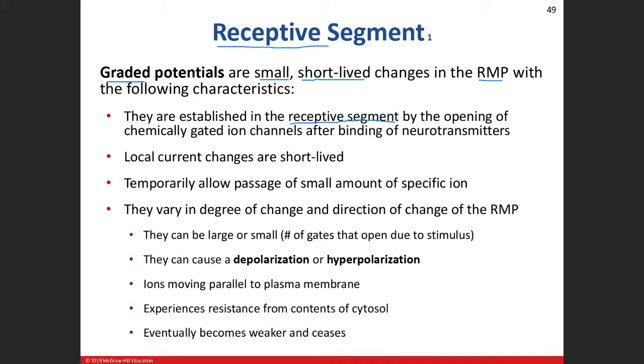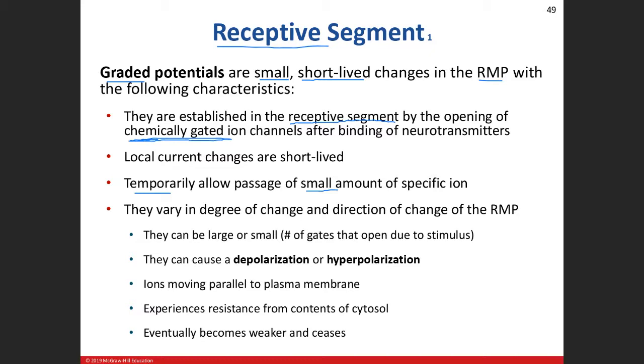What happens is we will see the opening of chemically gated channels. If they're chemically gated, the stimulus that we need to open them up is going to be a neurotransmitter. A neurotransmitter is going to be released onto the receptive segment of our neuron, and it's going to trigger the opening of these chemically gated ion channels to let a specific type of ion either into the cell or out of the cell. That's what we're going to see. It's only going to be a small amount, for a very short period of time.